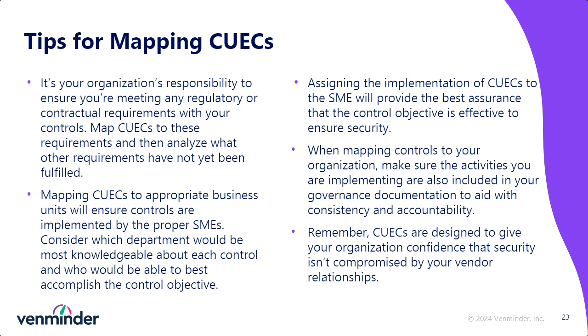Mapping CUEs to appropriate business units will ensure that controls are implemented by the proper SMEs. Consider which department would be most knowledgeable about each control and who would be able to best accomplish the control objective. And then assigning the implementation of CUEs to the SME will provide the best assurance that the control objective is effective and ensuring security.